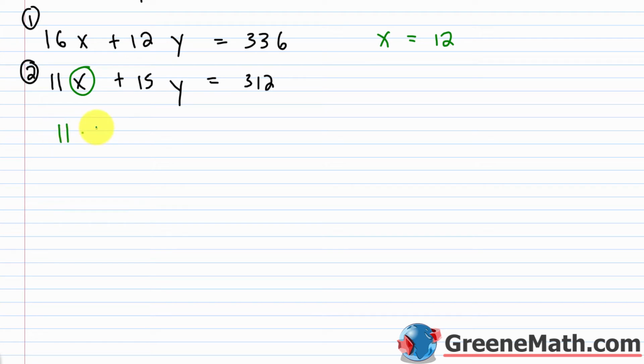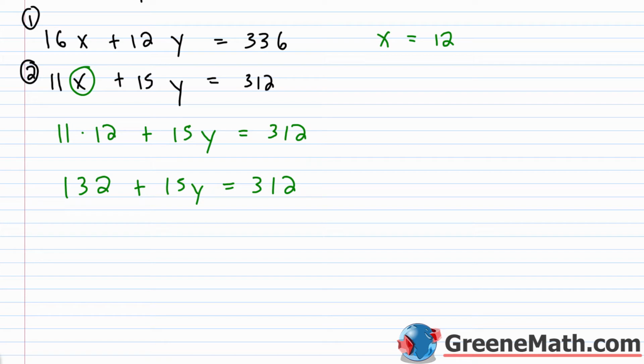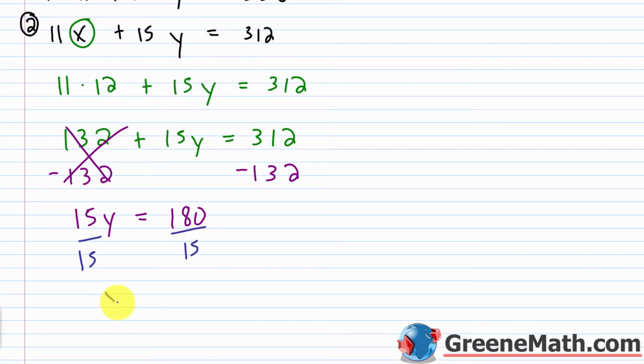So I would have 11 times 12 plus 15y equals 312. 11 times 12 is 132. So I'd have 132 plus 15y is equal to 312. Let's subtract 132 away from each side of the equation. That's going to cancel. We'll have 15y is equal to 312 minus 132 is 180. So let's go ahead and divide both sides of the equation by 15. And we'll find that y is equal to 12.